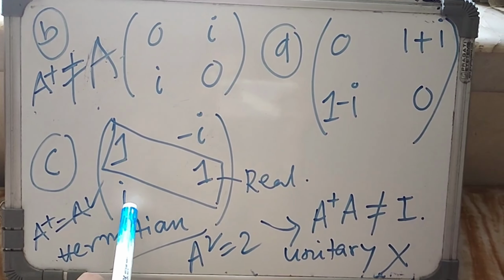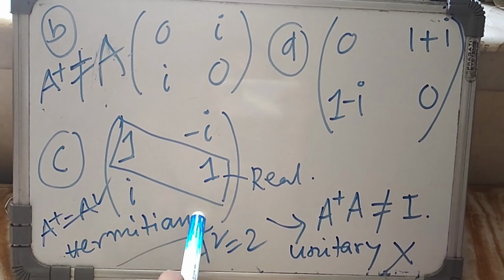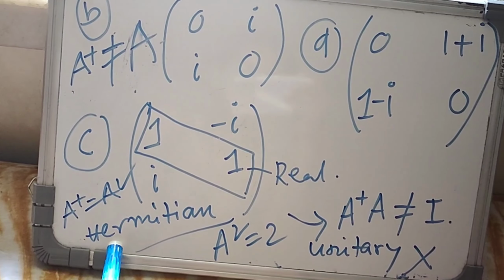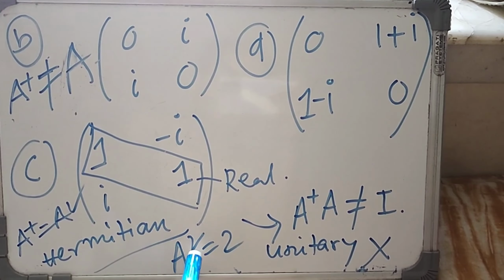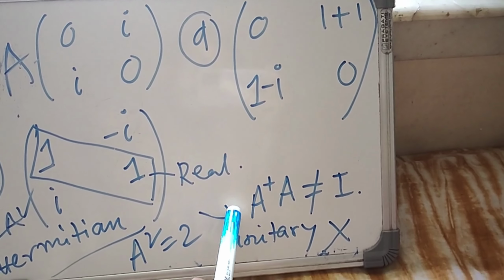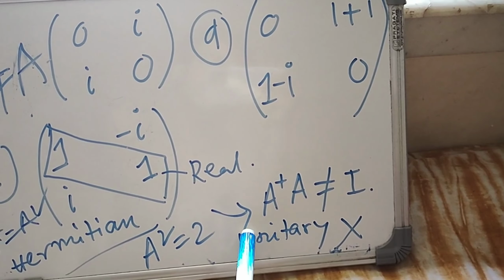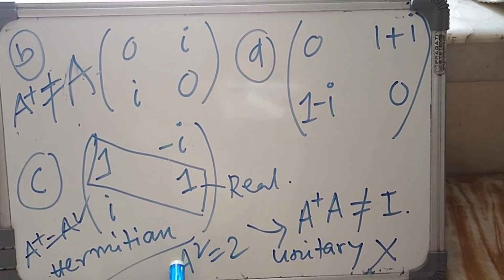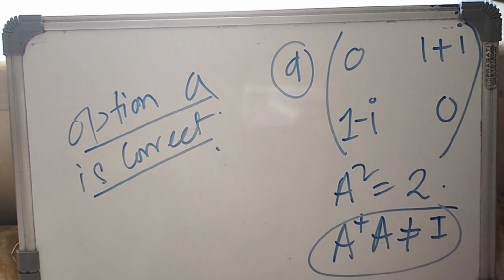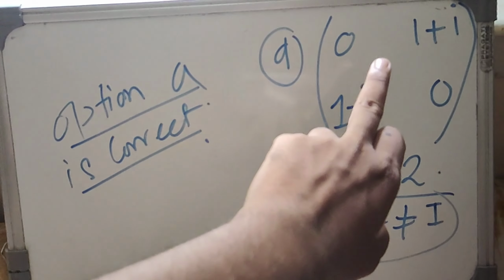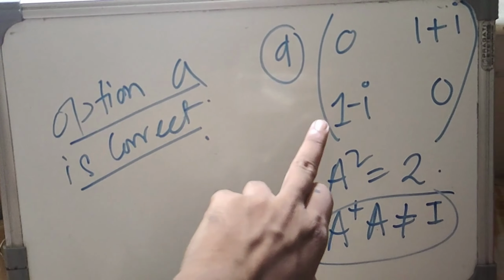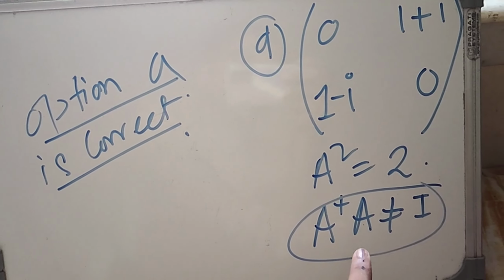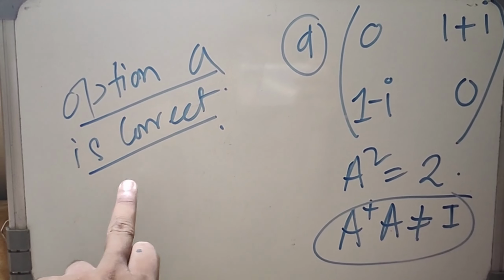Option B: here the diagonal elements are real and the off diagonal elements are complex conjugates of each other, so A dagger equals A, so it is Hermitian. But if we check A squared, which is 2, in the case of unitary, A dagger A should equal identity, and here we can't get identity. So this is not a unitary matrix. In the case of the fourth option, the off diagonal elements are complex conjugates of each other, so it is Hermitian and the diagonal elements are real, but A squared equals 2, which doesn't satisfy the unitary condition. So both conditions are satisfied only by option A.